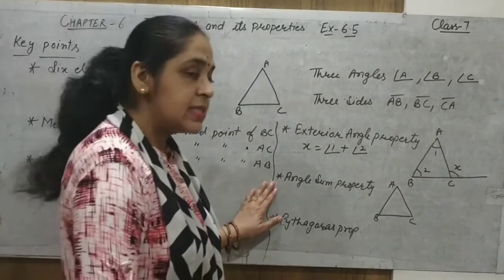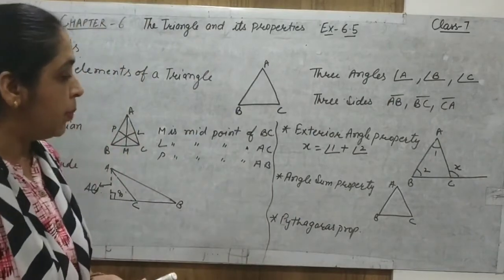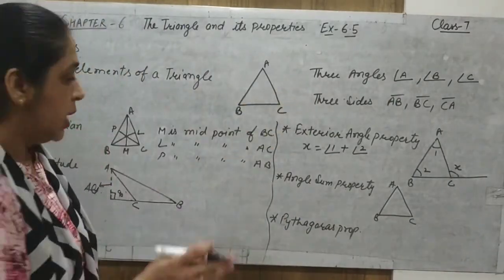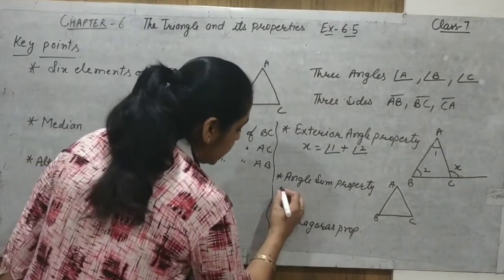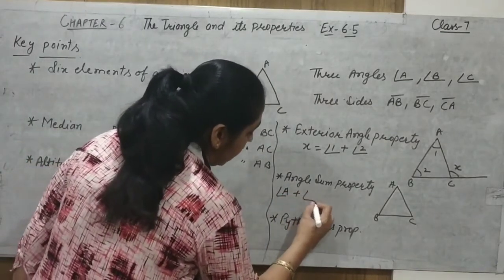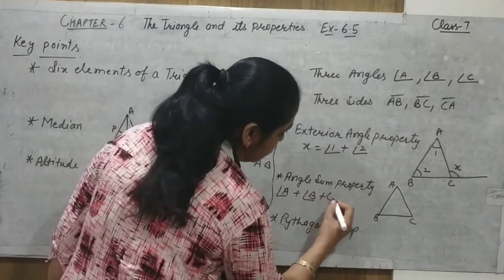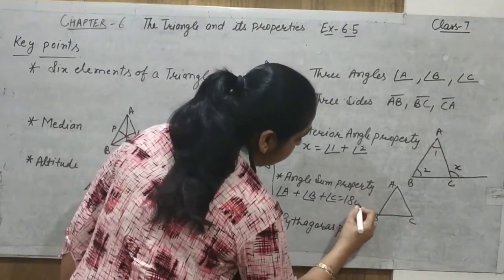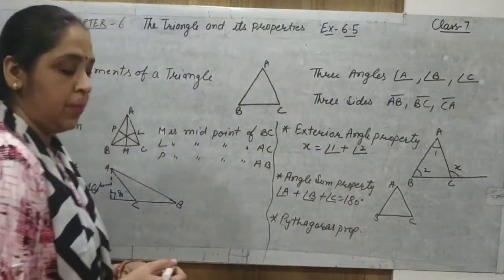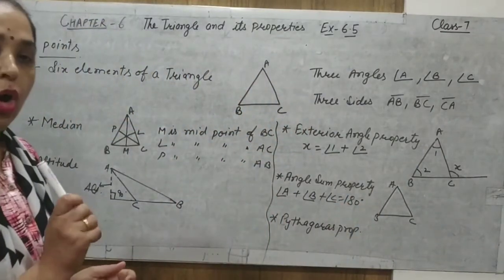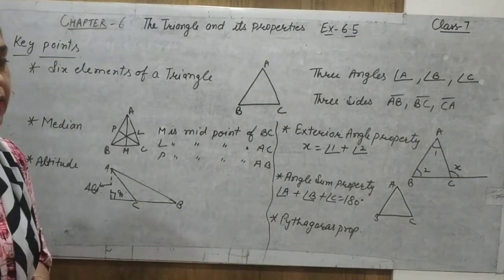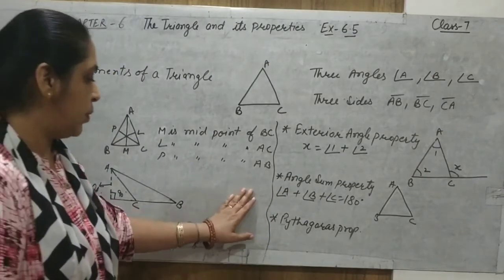Next, angle sum property. What is the angle sum property? We already know how many angles are in a triangle: 3. So by the angle sum property, angle A plus angle B plus angle C is equal to 180 degrees. That is, the sum of all the angles of a triangle is equal to 180 degrees. This is the angle sum property.